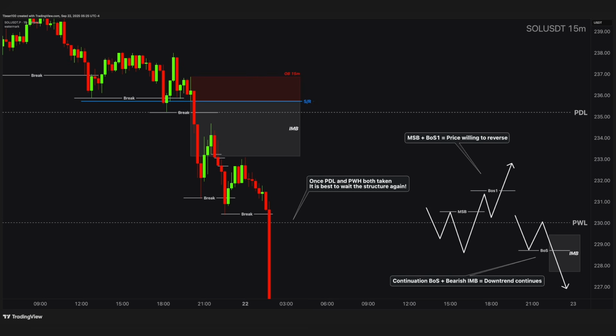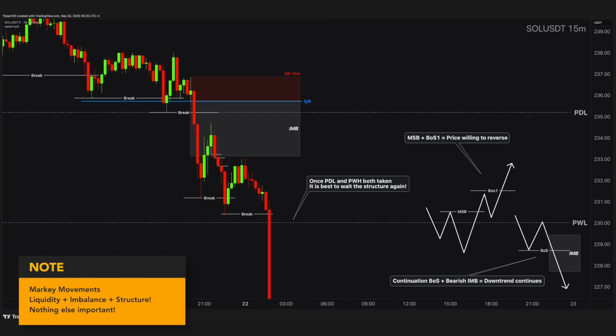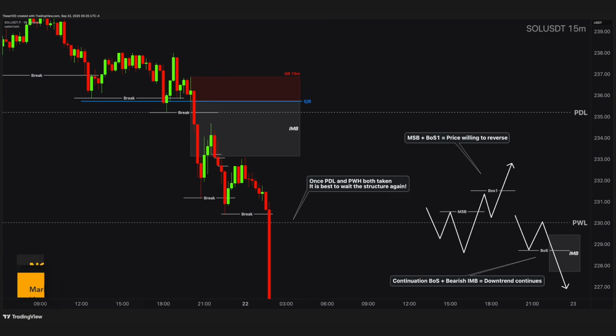As you can see, reading the market isn't really as complicated as it might look at first. The markets are always moving in a mix of just three things. Do not forget this. You need to always consider these three things: liquidity, imbalance, and the structure itself. This is how the markets move.